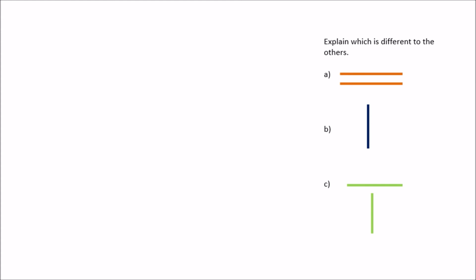Now, this is a question that has a number of answers, and there is no wrong answer provided that you can justify why you have said what you have said. Explain which is different to the others. So you've got A, B, and C there, and the question implies that one of these is different to the other 2. You have to explain why, and there are a variety of acceptable answers for this, which I'm not going to go through.